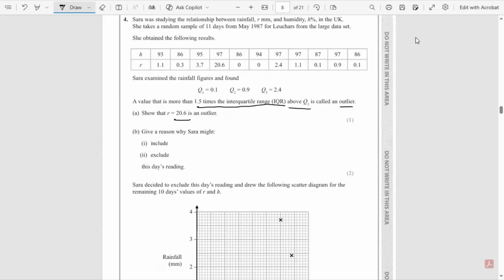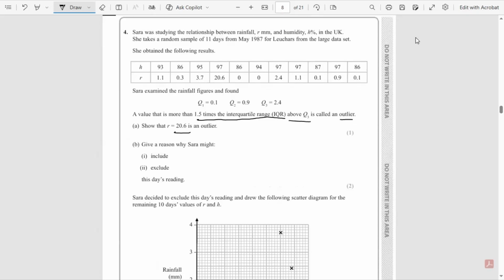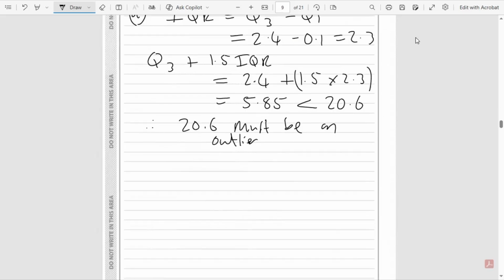For part B, give a reason why Sarah might include this day's reading, and then for part II, exclude this day's reading. So let's start with the first one. Why might Sarah want to include this 20.6 value? Well, it's a data value, one of the data values collected. So if it is a data value collected, then it makes sense to make use of all of the recorded data. We can say something like that in our answer.